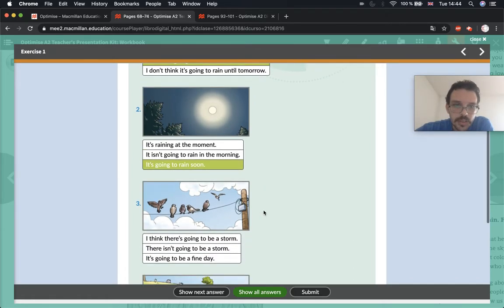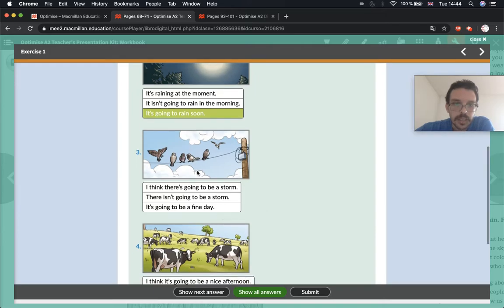So yes. If we have a look at this picture, okay, we see birds on a telephone wire. It says, I think there's going to be a storm. There isn't going to be a storm, or it's going to be a fine day. If the birds are sitting on the telephone wire, there's probably going to be a storm.